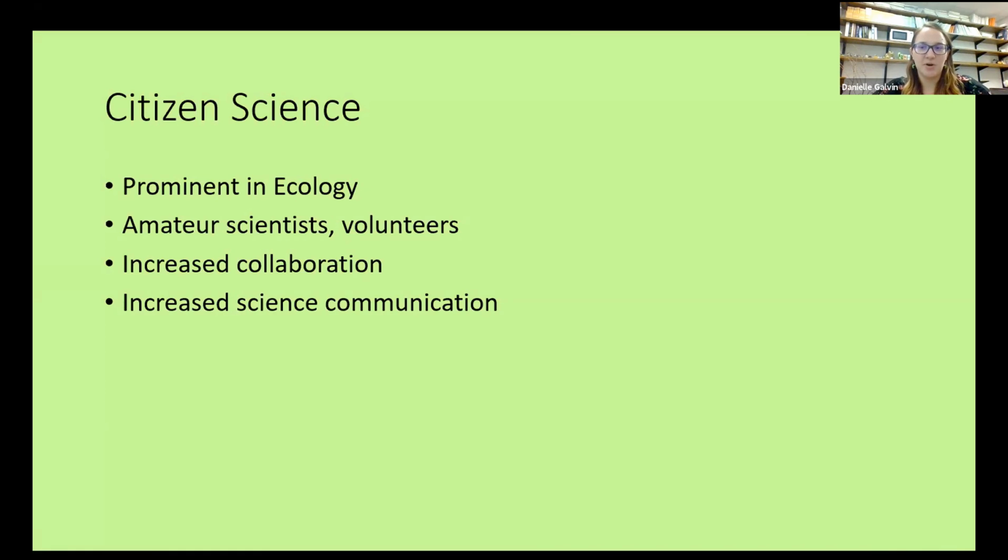Citizen science is a practice that has been utilized for decades in various different fields. It is especially prominent in ecology. Citizen scientists are amateur scientists and volunteers, which will submit observations and data to different citizen science applications and programs. Citizen science allows for increased collaboration with members of the public, and it provides an opportunity to increase science communication to explain different ideas to members of the public.